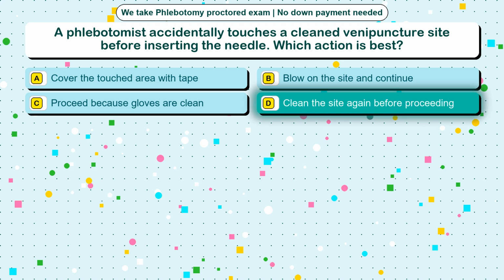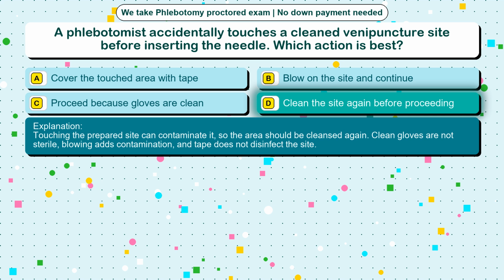The correct answer is option D, clean the site again before proceeding. Touching the prepared site can contaminate it, so the area should be cleansed again. Clean gloves are not sterile, blowing adds contamination, and tape does not disinfect the site.